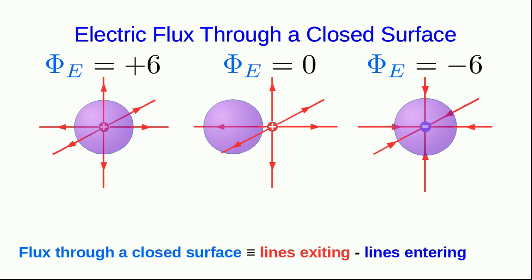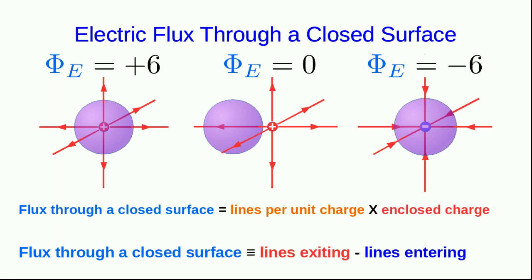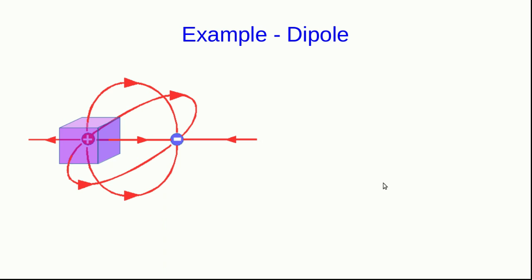The +6 and the -6 are simply because I have arbitrarily decided to draw 6 lines per unit charge. And you can now see that the flux through a closed surface has to be the number of lines per unit charge times the quantity of enclosed charge. Here's an example with more than one charge.